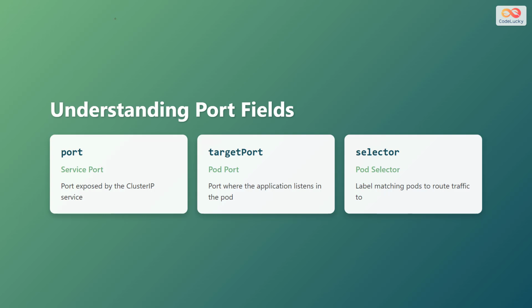Understanding the different port fields is crucial for configuring ClusterIP correctly. The port field represents the service port, which is the port exposed by the ClusterIP service itself. Other pods in the cluster will use this port to communicate with your service. The target port field represents the pod port, which is the actual port where your application listens inside the container. Finally, the selector field uses labels to identify which pods should receive the traffic. These labels must match the labels defined in your pod specifications.